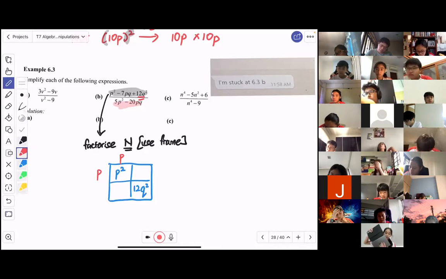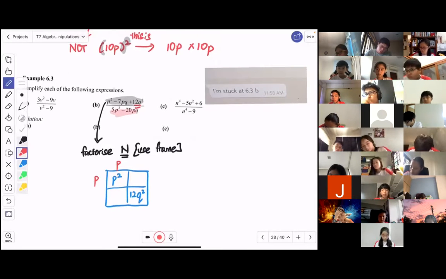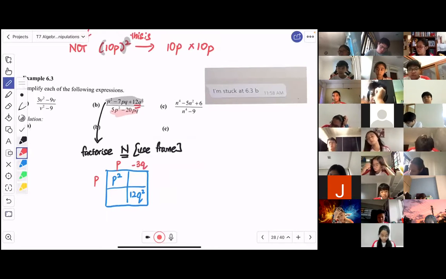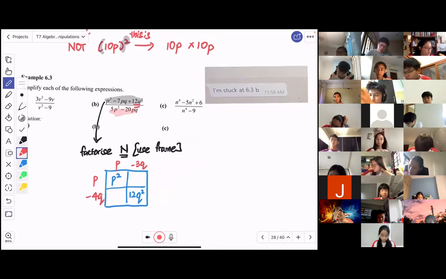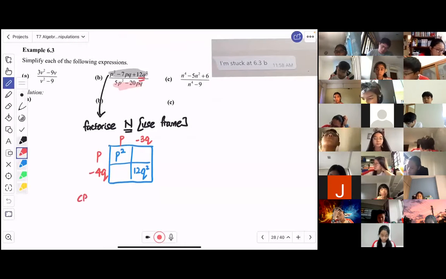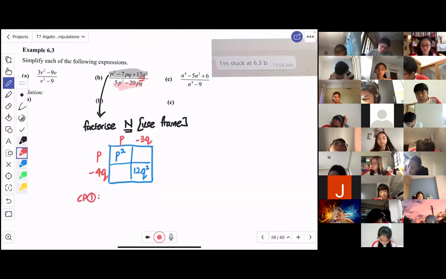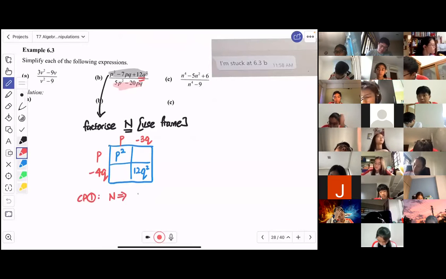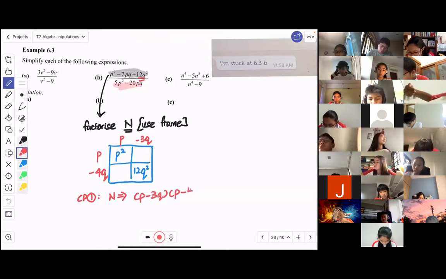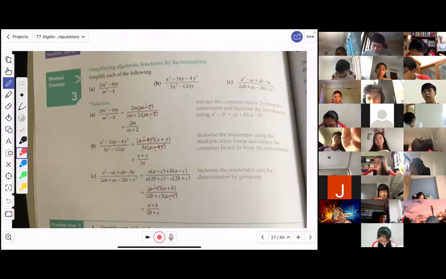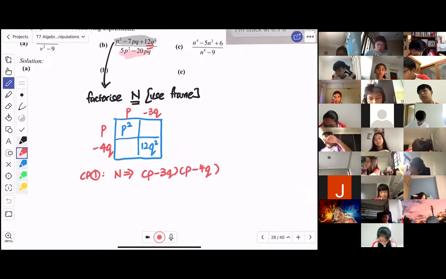So then after that, 12q square, maybe you can put minus 3q and minus 4q. Checkpoint 1 for the student who asked this: for your numerator, try to get something like this: p minus 3q and p minus 4q.